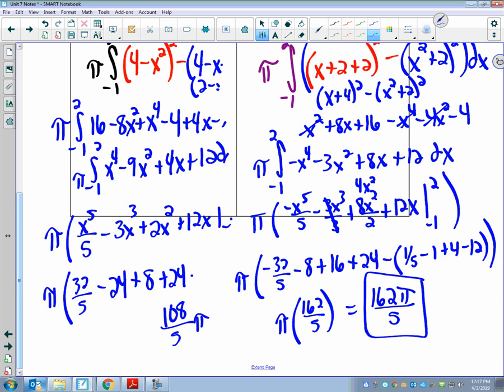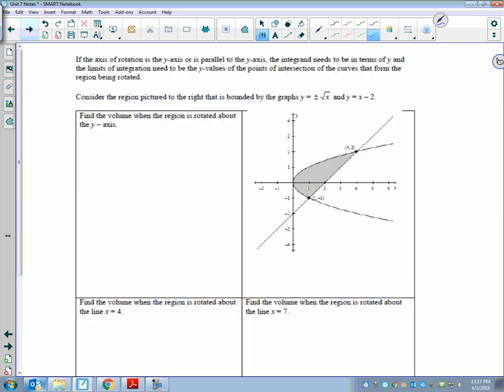So the other thing I want to look at really quick is what I talked about yesterday in terms of y. So let's look at this one. It says if the axis of rotation is the y-axis or is parallel to the y-axis, the integrand needs to be in terms of y, and the limits of integration need to be y values. And that's because if you're rotating it about the y-axis, you're now going in a different direction, and that's going to change your bounds in terms of y.